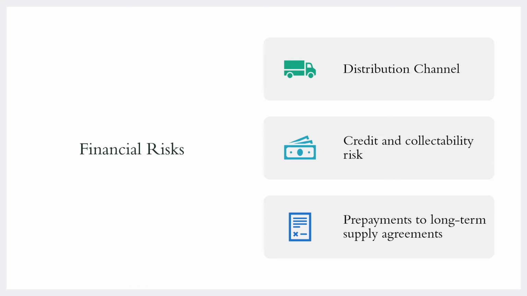The company's exposure to credit and collectability risk on its trade receivables is higher in specific international markets, and its ability to mitigate such risk may be limited. So in certain geographic segments in the world that sell Apple's products, there might be risks in terms of just collecting that revenue. And the last risk on the financial risks that I want to address are prepayment risks.